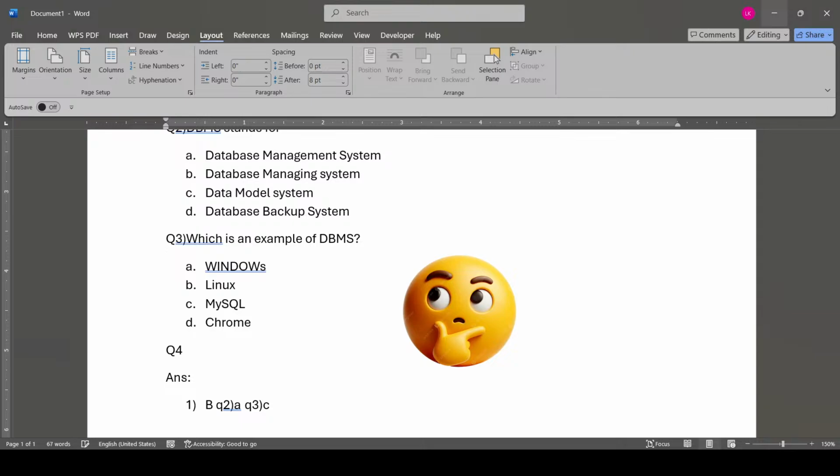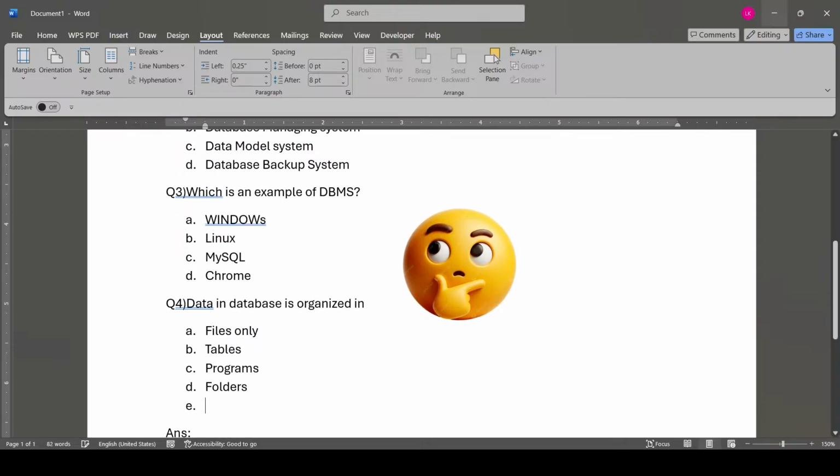Question number 4. The next question we have here is: data in a database is organized in. The first option is files only, then tables, next is programs, next is folders. Okay, now guess the answer.